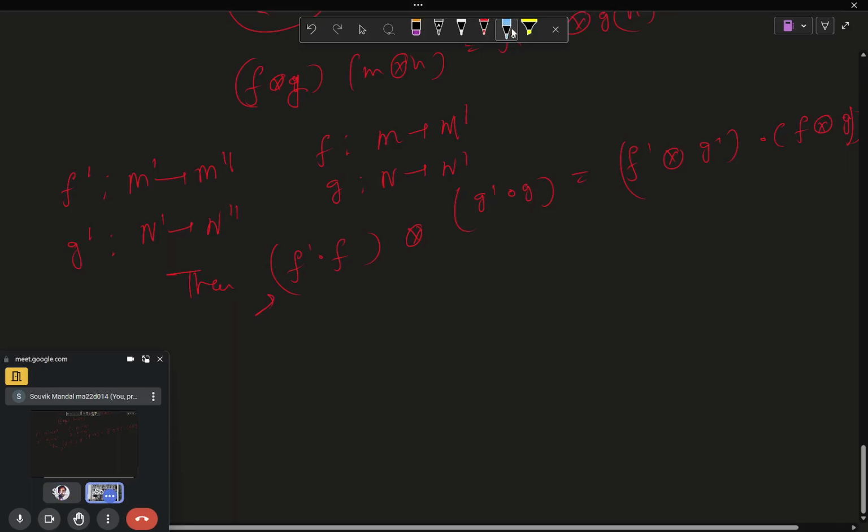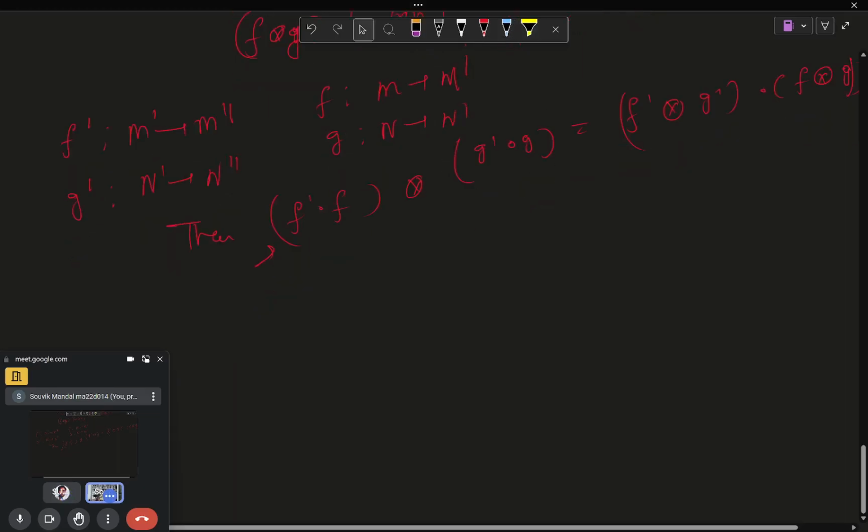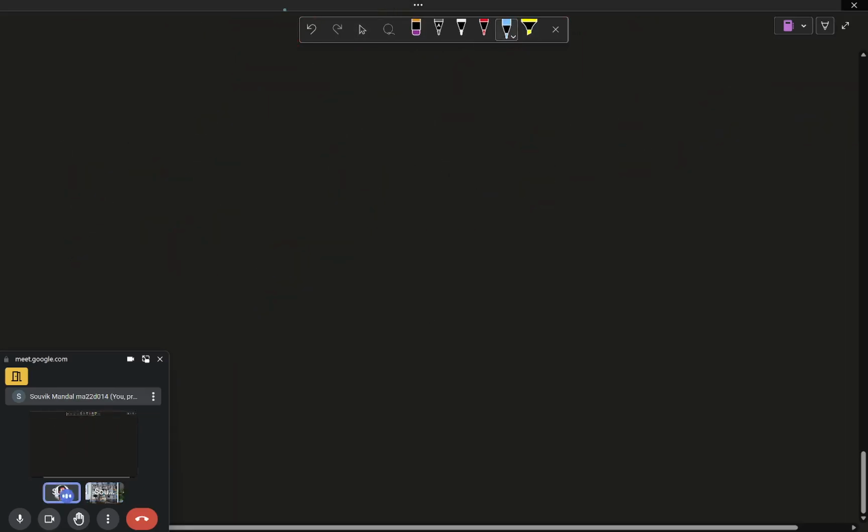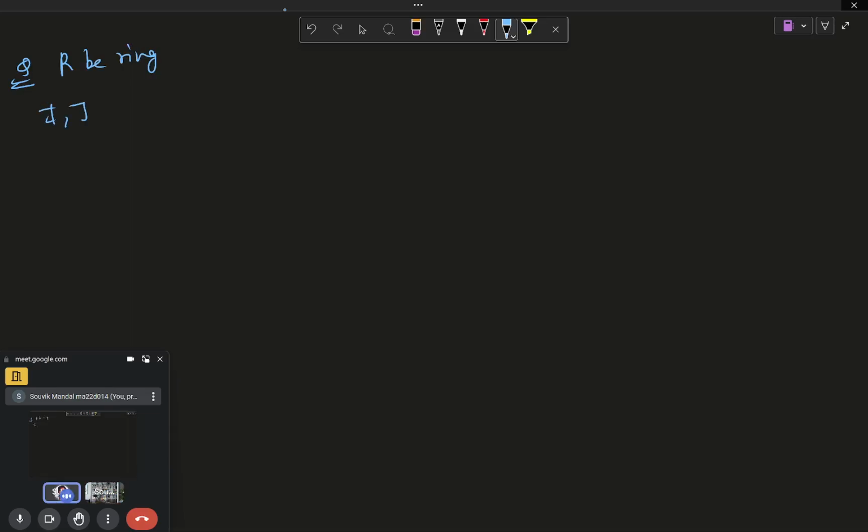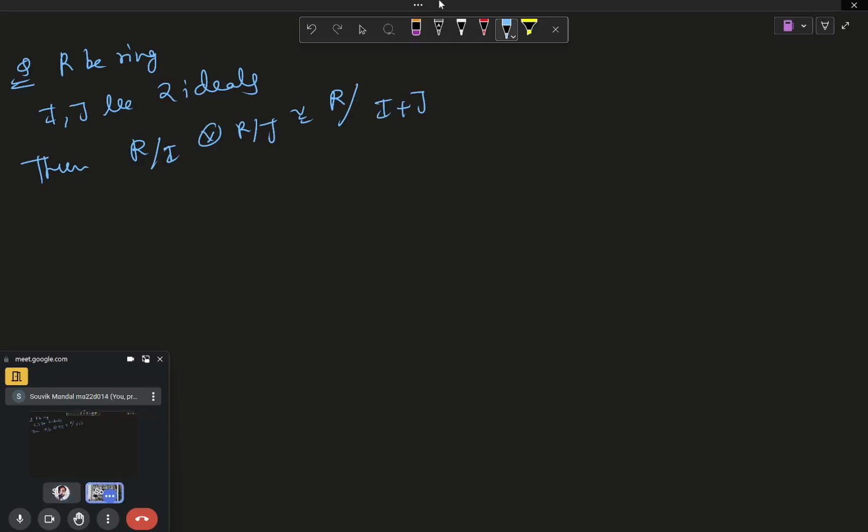Now let's go to the problem. Try to solve this first. Suppose R is a ring, and I and J are ideals. Then R/I tensor R/J is isomorphic to R/(I plus J). This is what you need to prove.